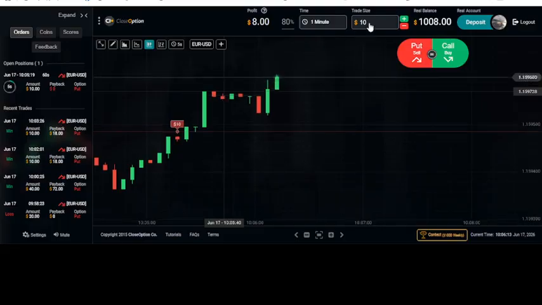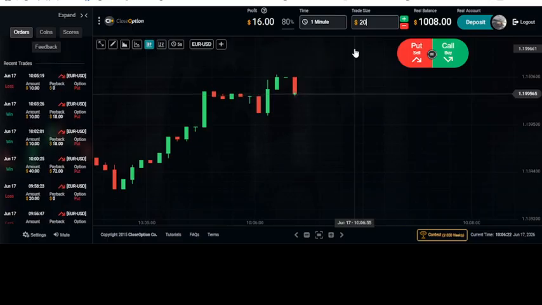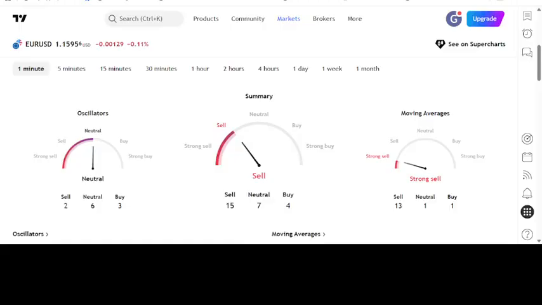Okay, so this trade looks like it's going to lose. So once again, what I'm going to do is I'm going to double up. So we lost that trade. So I'm going to double up on our trade here to help recover the loss of that previous trade.